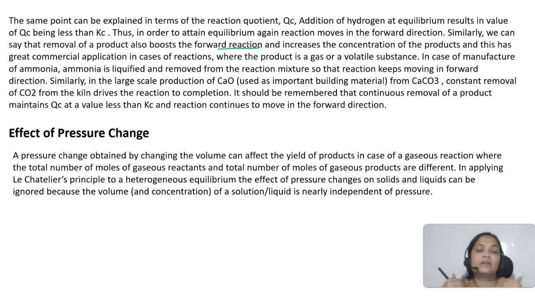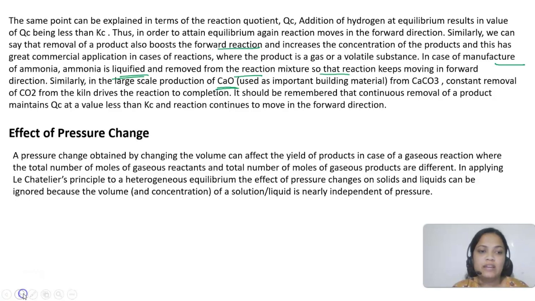That is why in industrial manufacturing sometimes we keep on removing the product. Like here, in the manufacturing of ammonia, ammonia is liquefied and removed from the reaction mixture. We remove it continuously so that the reaction keeps moving in the forward direction. Okay, similarly in the production.